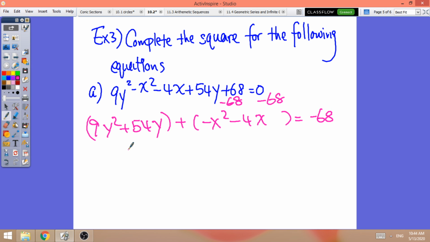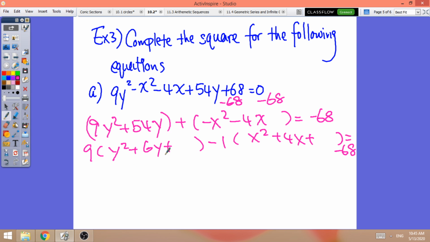Now before you complete the square for this, we need to take out the greatest common factor. So the first group, we want to take out 9. So we got y squared plus 6y plus blank remain. Second group, we want to take out negative 1. So we do have x squared plus 4x plus blank. So that equals negative 68.